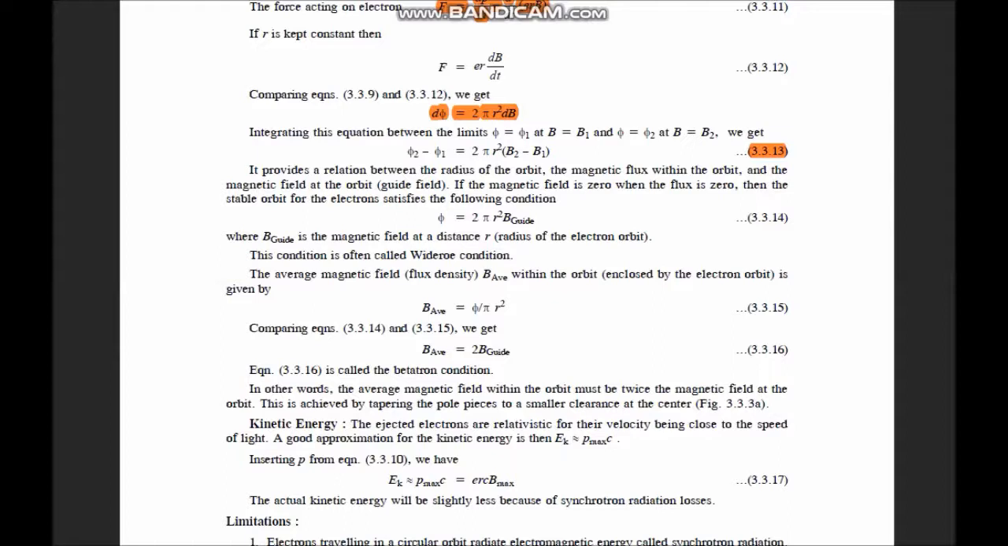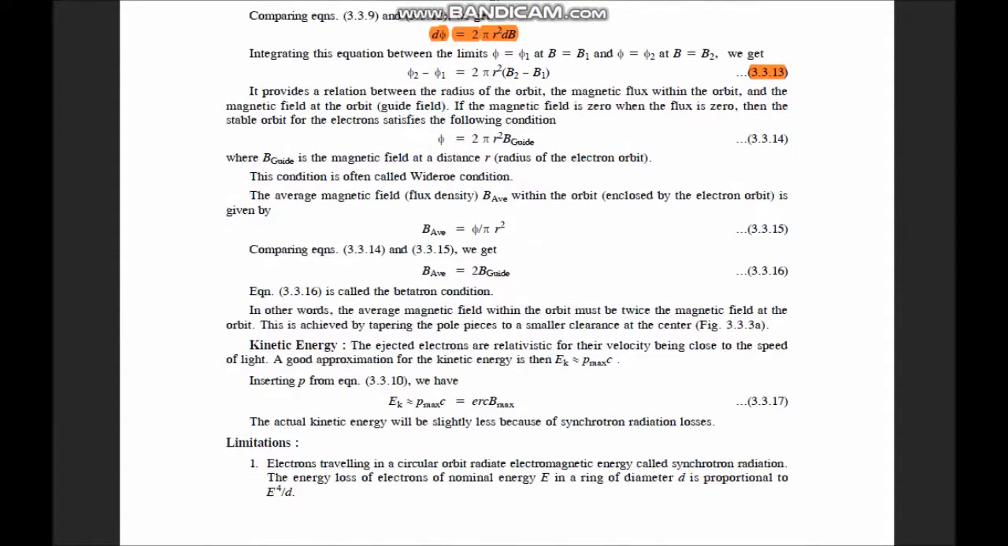Now this is called the Betatron equation condition. On the other hand, we can also calculate the average value of magnetic field, because we have to correlate the two. B guide we can get from this equation. Now we have to calculate the average magnetic flux density, which is equal to total flux divided by the area of the orbit, so phi divided by pi r square. If we compare equations 3.3.14 and 3.3.15, we get this relation between B average and B guide, and this is a very important condition, which is also called the Betatron condition. Sometimes in papers you are asked only to derive the Betatron condition.